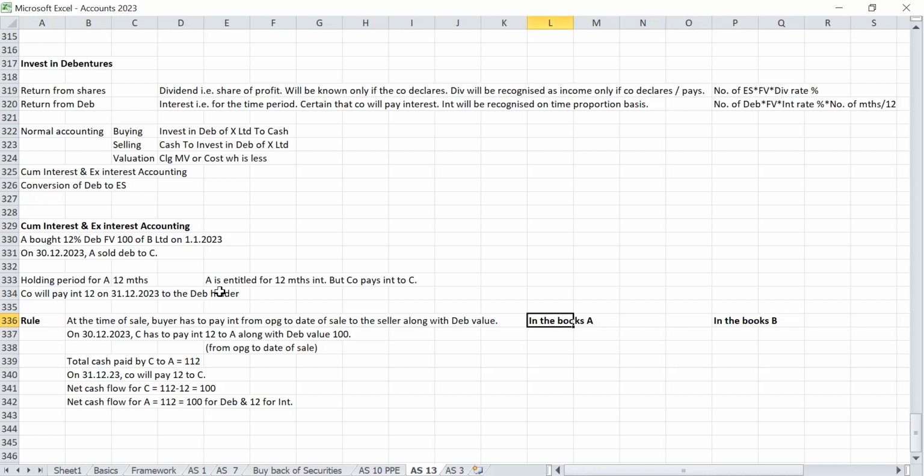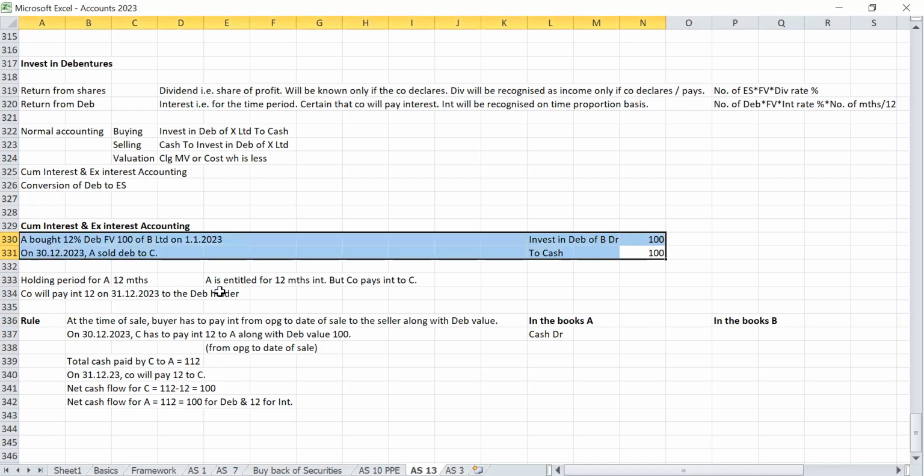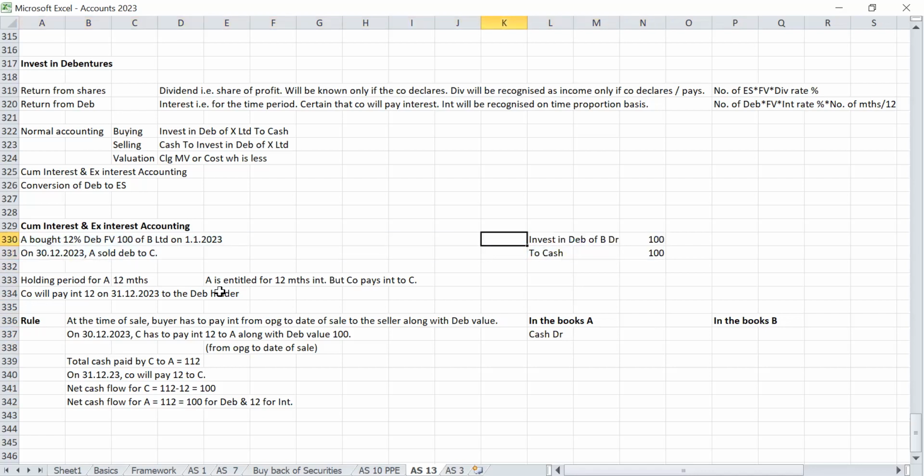In the books of A, how much cash is he receiving? 112, sir. First, he bought the debenture on 1st January. We will pass the accounting entry for that: investment in debentures of B Limited, debit to cash. He bought it for 100. Okay, first entry. Yes, sir. On 1st January 2023.